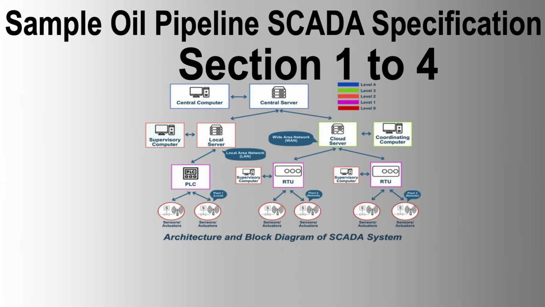Section 3. System features. 3.1 Hardware. 3.1.1 SCADA Master Station Servers. Dual redundant servers. Ensure high availability and reliability. Database redundancy. Options for maintaining up-to-date database copies.